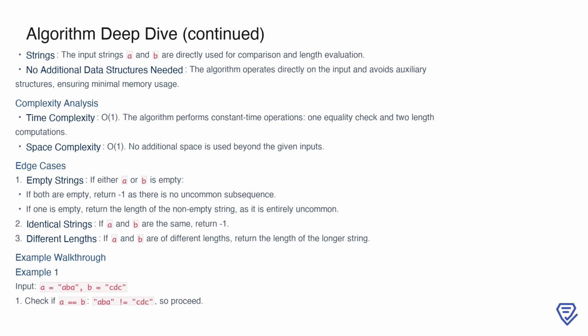Now, let's consider edge cases. If both strings are empty, there is no uncommon subsequence, so the result is -1. If only one string is empty, the non-empty string is entirely uncommon, so its length is returned. When the strings are identical, the result is -1, as we've already seen. Lastly, if the strings differ in length, the longer string is guaranteed to be the result since it cannot be a subsequence of the shorter one.